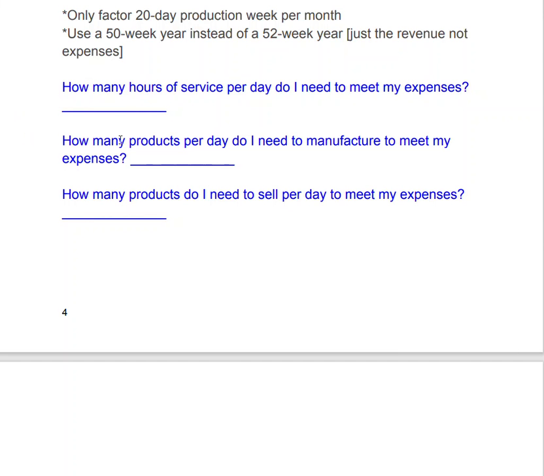These are some of the things that this is going to help you do, right? Thinking about that stuff. How many products per day do I need to manufacture to meet my expenses? It'll spit out a number for you. It'll say, okay, you need to sell 17 widgets.